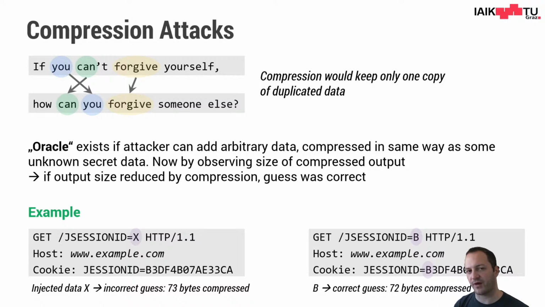Otherwise, if the data is already there, for example here, where the attacker wrote B instead of X, and the size stays the same, then apparently we have guessed something that's actually in there. And this may seem quite dumb with single characters, but you can also play it with entire strings. So instead of only one character, you can take entire byte sequences and try to see if they're in there. So this is a so-called compression attack.